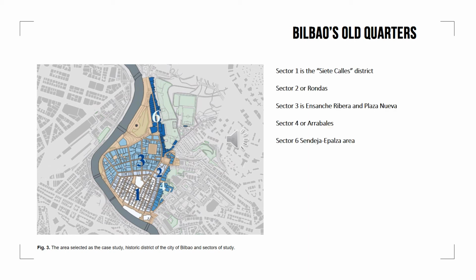Just note that they are in the order from the oldest part of the city center, namely sector 1, called Siete Calles (7 streets), till the 6th one, named Sendeja e Palza, which was developed in the 19th century. The first section, Siete Calles, has a layout inherited from the 10th century. So all of this area is between the 10th century and the 19th century.